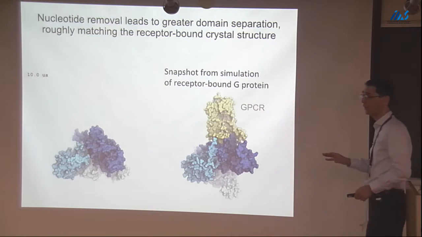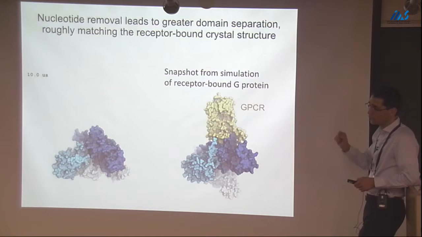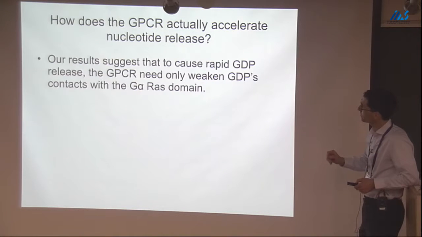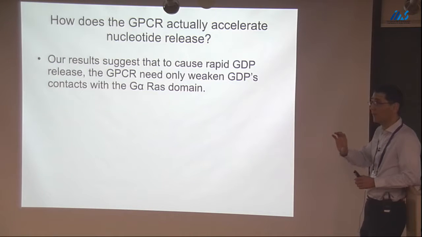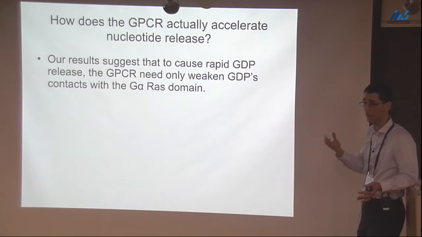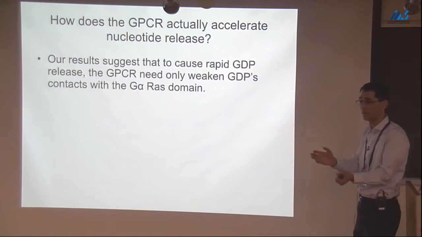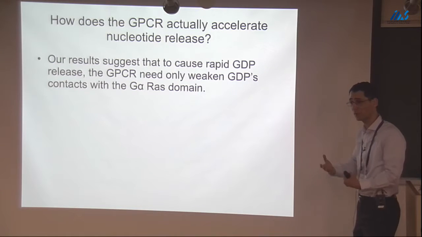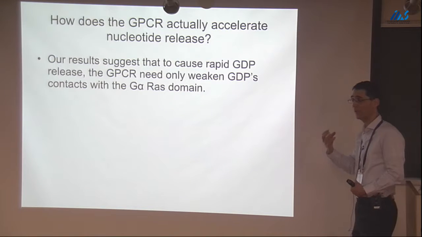So the simulations so far basically suggest the following. There's this spontaneous domain separation. That spontaneous domain separation is necessary for nucleotide release. If you prevent it, the nucleotide is not released, but it's not sufficient for nucleotide release. For the nucleotide to escape quickly, you need to somehow weaken the affinity of the nucleotide for the Ras domain.